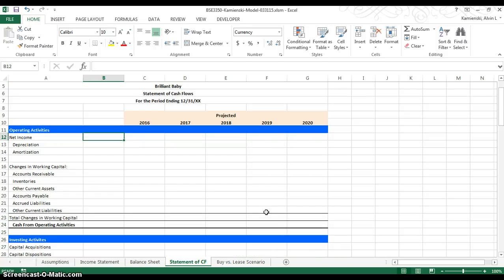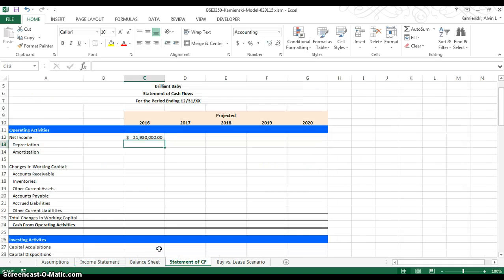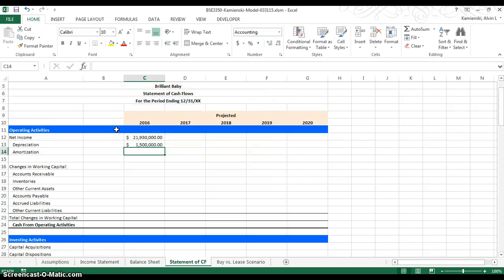So let's move to our 2016 projections for the statement of cash flows. Net income is going to be equal to the net income line we pull in directly off of the income statement. Depreciation will be pulled in directly from the total depreciation line off of the assumptions page. Now, you may have noticed, if not, rewind and look quickly, the amortization line appeared right underneath the depreciation line on the assumptions page, so I can just copy and paste that down.